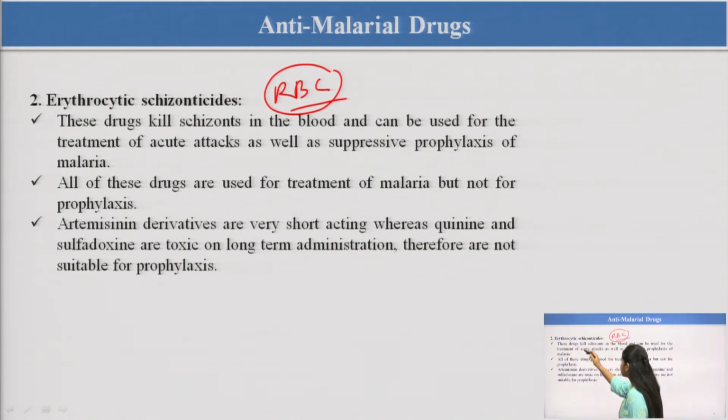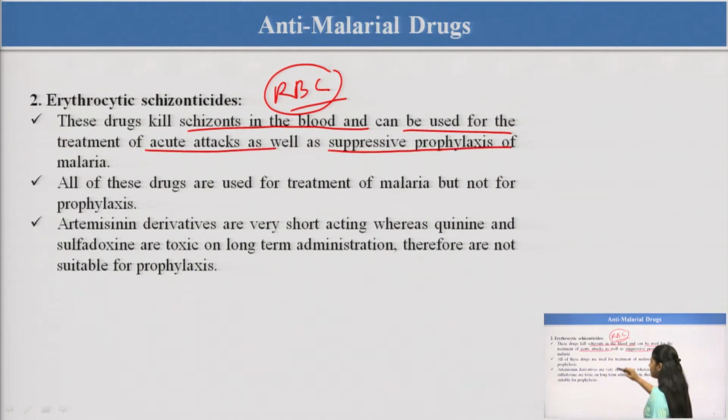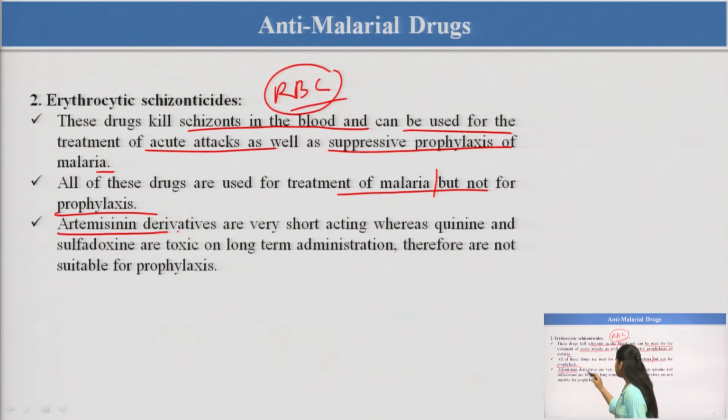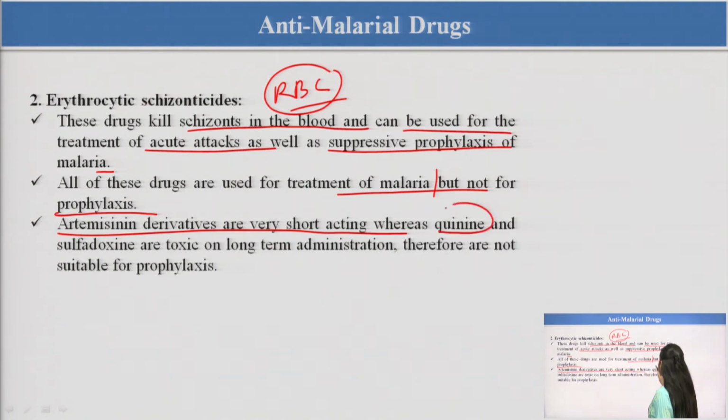So, these drugs kill schizonts in the blood and can be used for the treatment of acute attacks as well as suppressive prophylaxis of malaria. So, these drugs will suppress the symptoms of malaria as well. All these drugs are used for the treatment of malaria, but not for the prophylaxis. Once we are assured of malaria, if it is diagnosed properly by the labs, then only we can start the erythrocytic schizonticides. Artemisinin derivatives are very short acting, whereas quinine and sulfadoxine are toxic on long term administration. So, we have to see how we will plan the therapy.